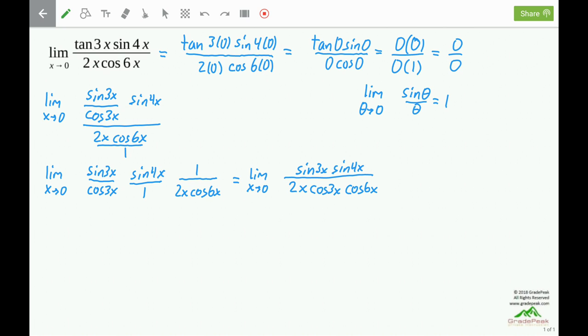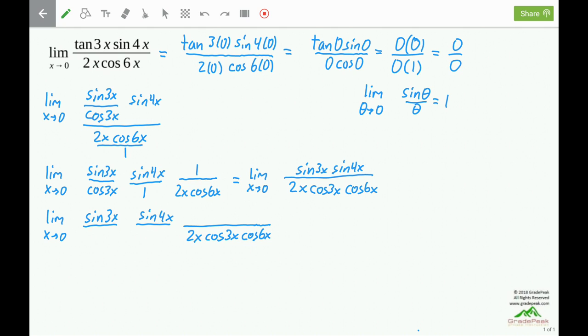What we need to do is isolate the sine functions. There's two of them. They're both in the numerator. We're going to isolate them into their own fractions. So we'll have a sine of 3x in the numerator, a sine of 4x in the numerator, and then all other terms in their own fraction. They're all in the denominator, 2x cosine 3x and cosine of 6x.